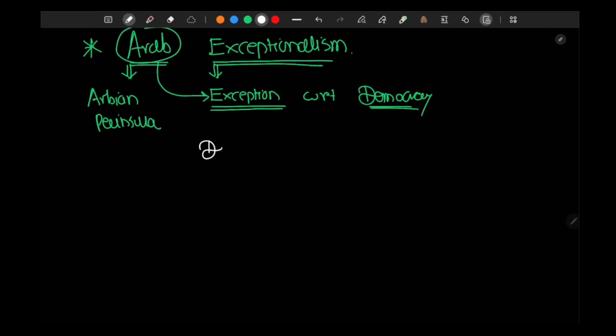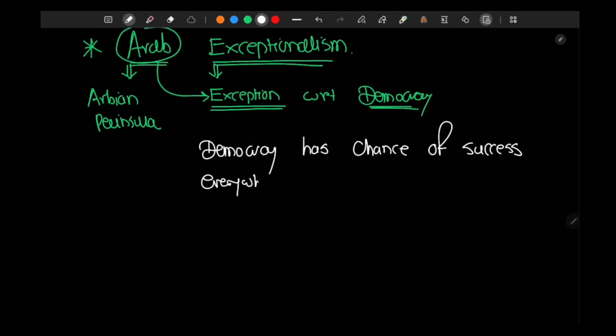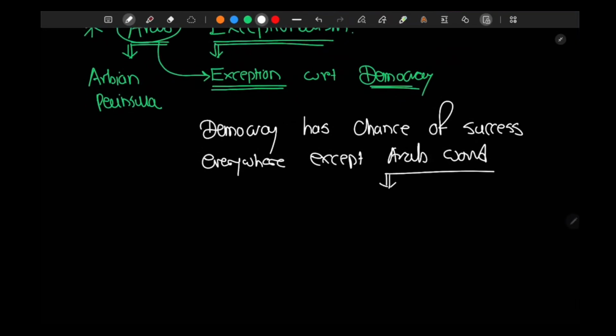It means that democracy has a chance of success everywhere except the Arab world. Western scholars say that there is no chance of success in the Arab world because Islam is not compatible with democracy.